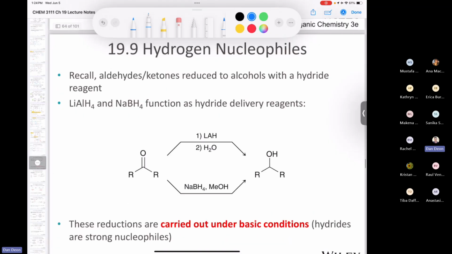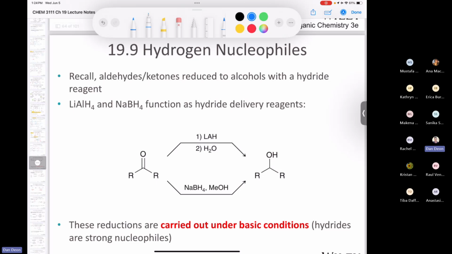Anyhow, all right, let's move on to hydrogen nucleophiles. This section, believe it or not, is actually a review of Chapter 12, the alcohols chapter. If you're saying to yourself, why do I have to learn it twice? Well, in Chapter 12 you talked about alcohols, but in Chapter 19 you talk about aldehydes and ketones. So he'd be remiss if he didn't mention lithium aluminum hydride and sodium borohydride reduction of an aldehyde or a ketone to give you an alcohol.